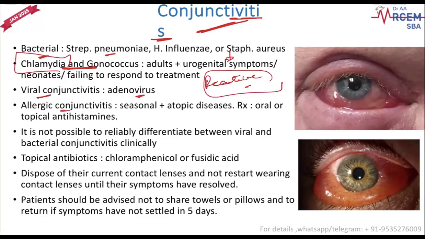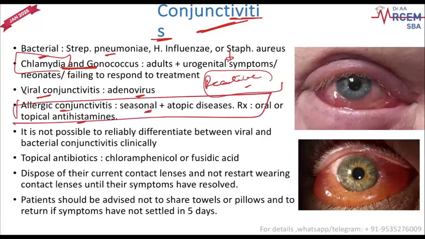If the patient has hay fever and asthma, think of an allergic conjunctivitis. Usually it will be seasonal. Treatment for this is just prescribing antihistamines, which should be sufficient. Other than this, it is very difficult to differentiate between a viral and a bacterial cause clinically.